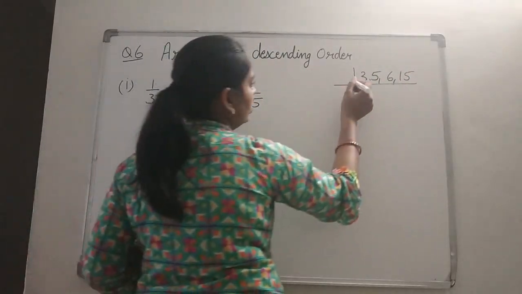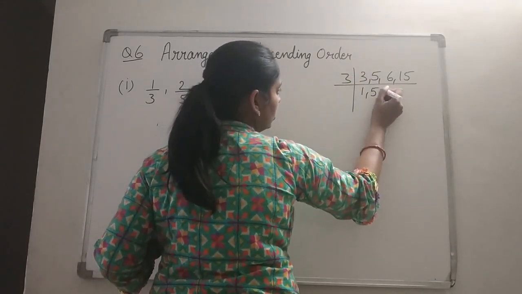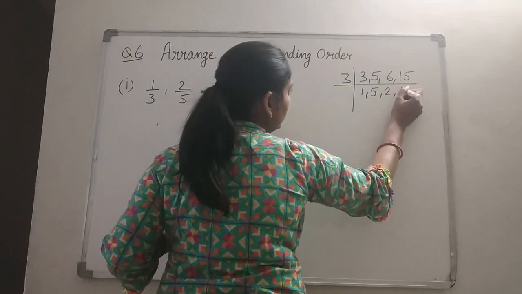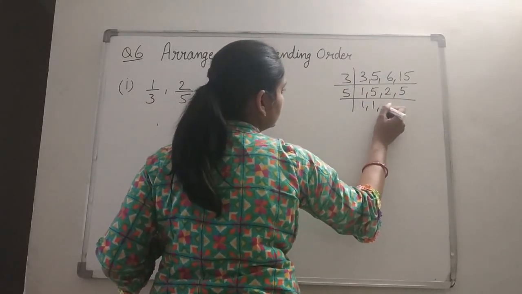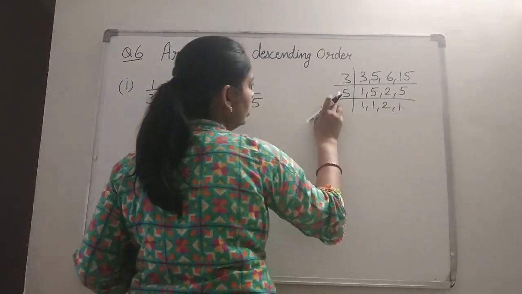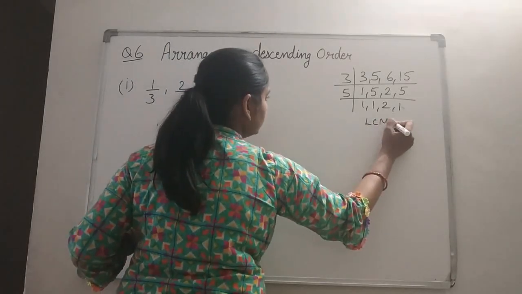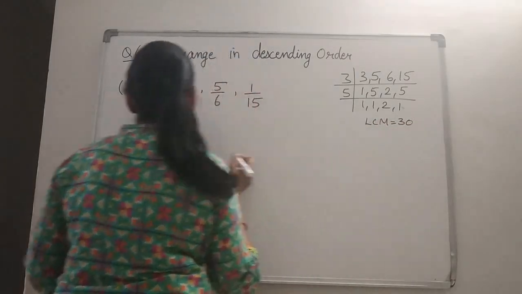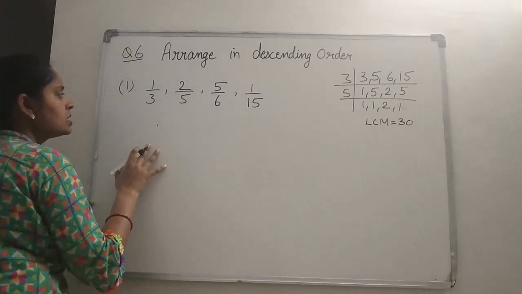We can see here now numbers are more, maximum are going by 3. So 3 1s are 3, 3 2s are 6, and 3 5s are 15. So it is going by 5. 5 1s are 5, 5 3s are 15, 5 6s are 30. So LCM we have got as 30. So we have to make all the fractions having the denominator as 30.